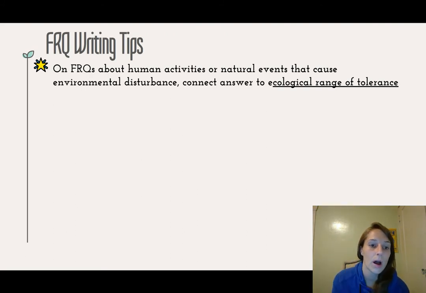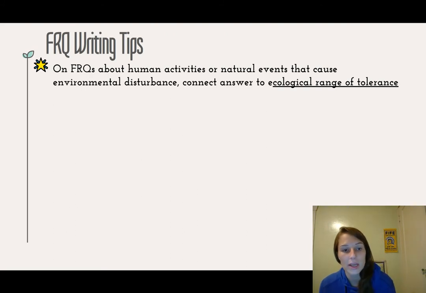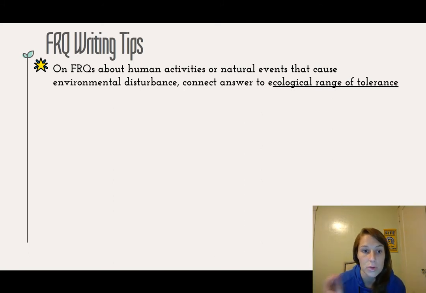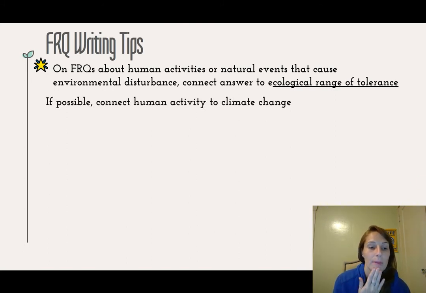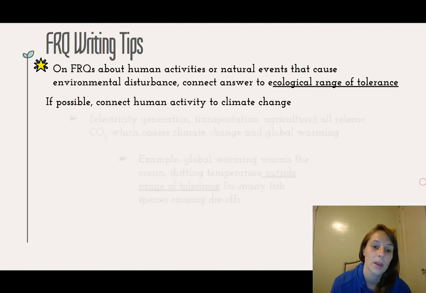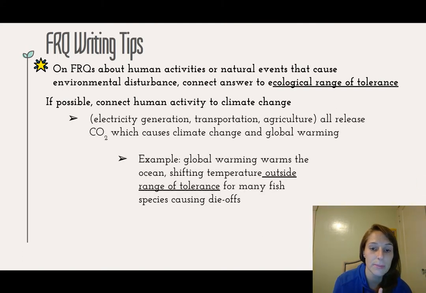So on FRQs, if you are asked any question about human activities or natural events that cause environmental disturbances, which it is highly likely will show up on an FRQ question for you, what you can do is connect your answer to the ecological range of tolerance, if you are able to. And if possible, connect human activity to climate change. Now I'm going to show you some examples of how you might make these connections.